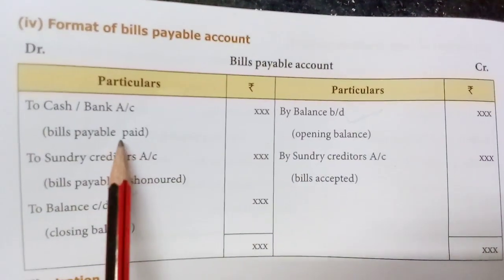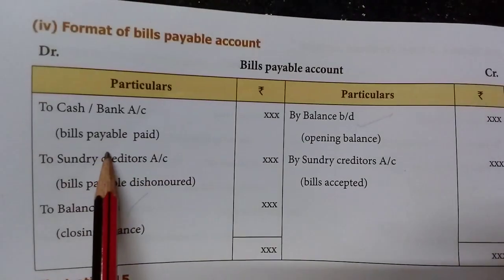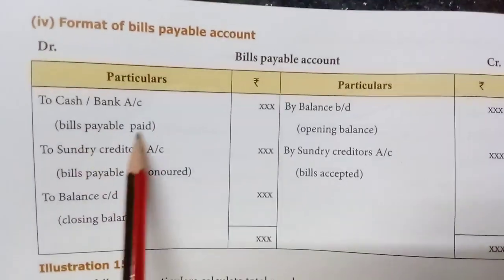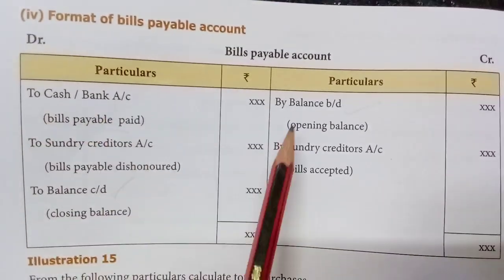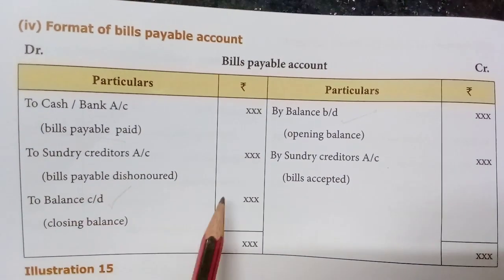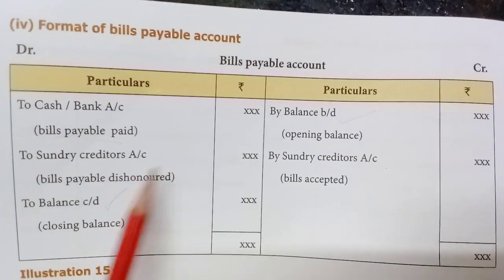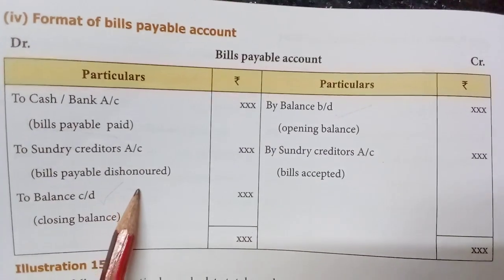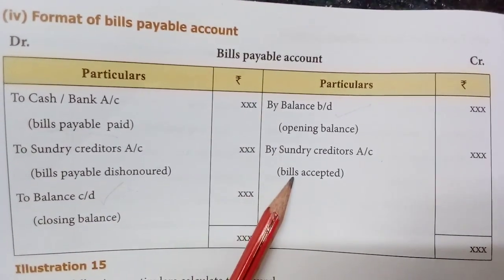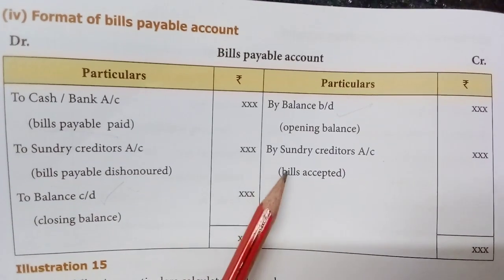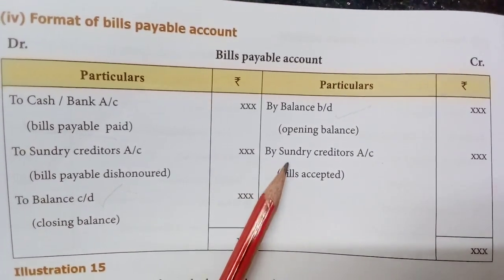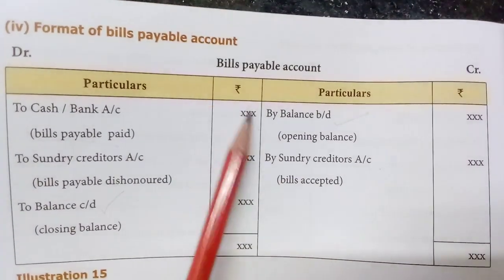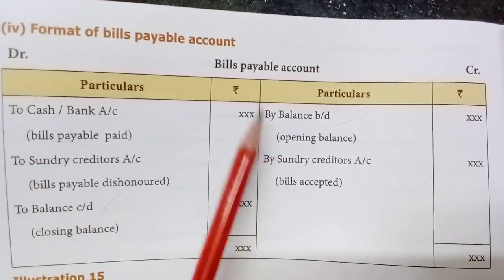Now if we have paid any cash or bank for the bills payable, the entry is bills payable account debtor to cash or bank. If any bills payable is dishonored, again bills payable account debtor to sundry creditors account we have to write. If we have accepted any bills, then we write sundry creditors account debtor to bills payable, because we have to pay those bills.